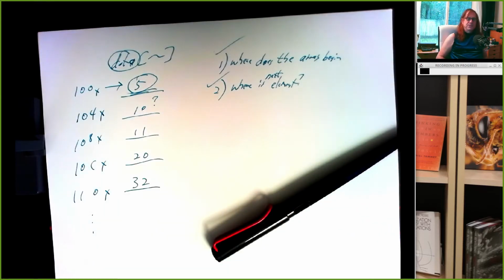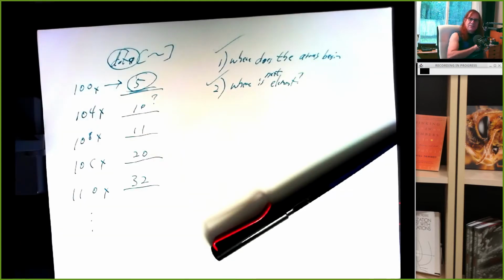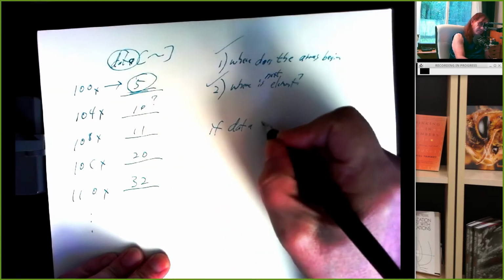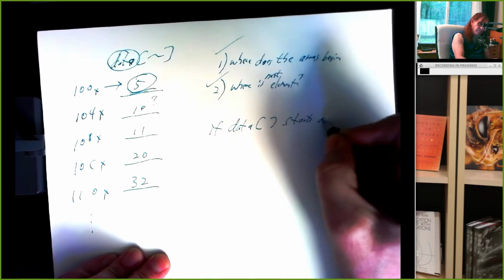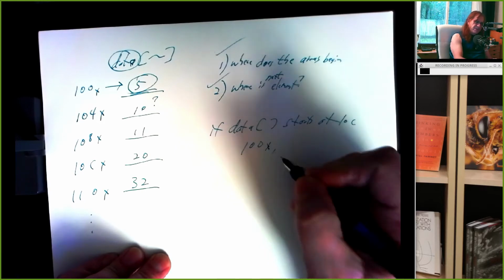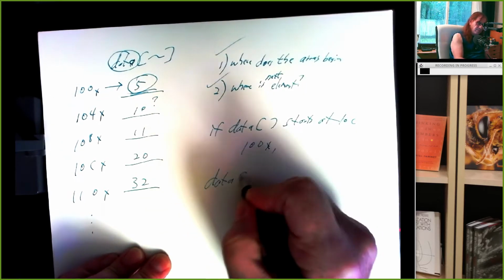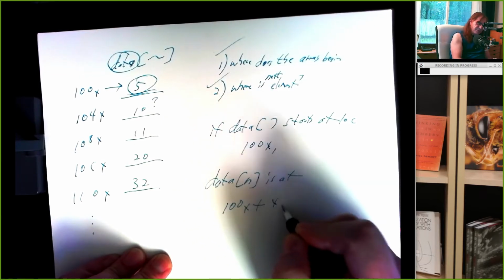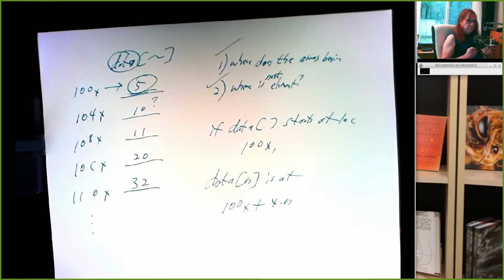That's why arrays work. Because if I want to get to the nth element, I can take n, multiply by 4, add it to the starting address. That's the address of the nth element. So if our data array starts at location 100 hex, then data bracket n is at 100 hex plus 4 times n. So it's a simple calculation.